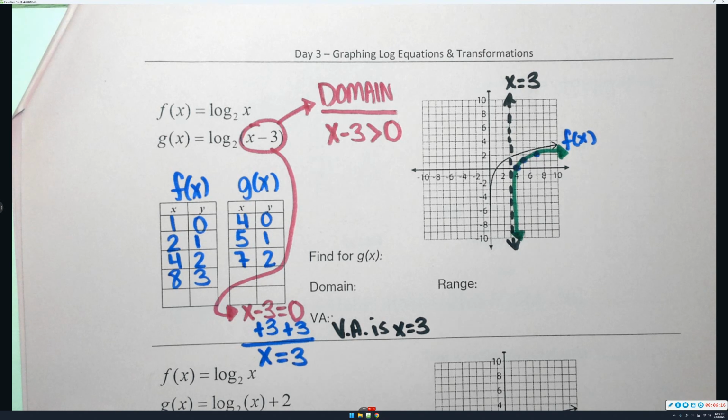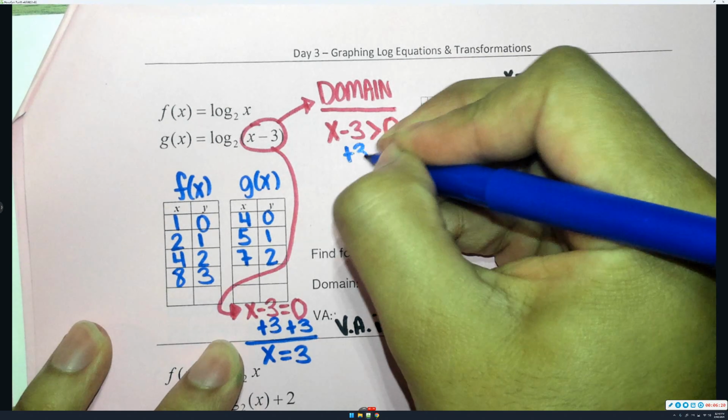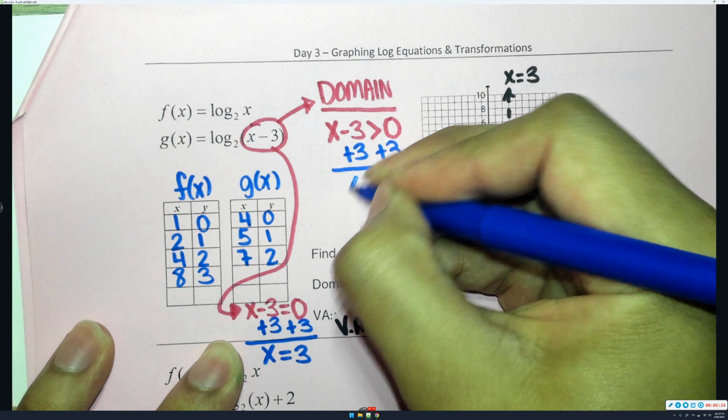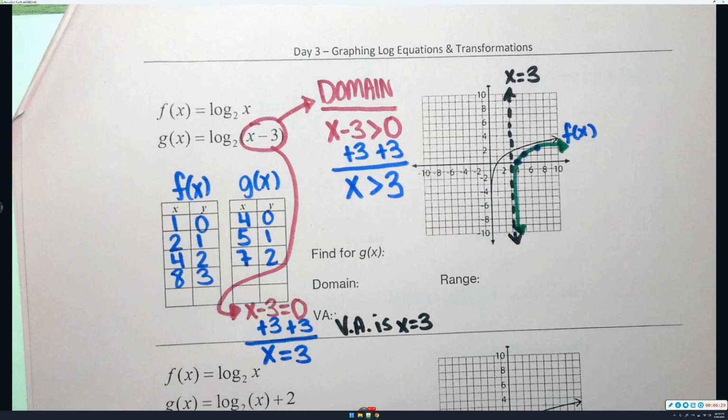From there, we will then isolate for our variable x by adding 3 on both sides. This will leave me with x is greater than 3. And this will be my domain. X is greater than 3.